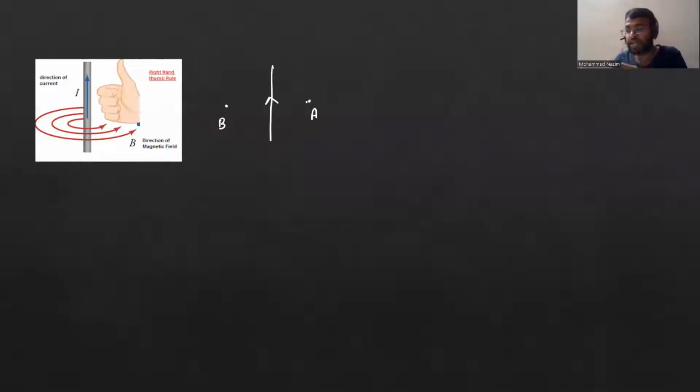So at point A, to the right of this wire, the fingers are going in. So magnetic field is in the inward direction. It is in which direction? It is in inward direction. And inwards we represent with a cross.